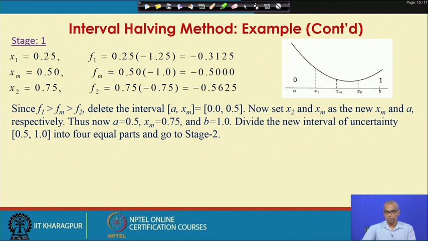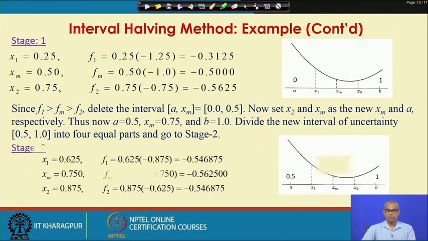which is 0 to 0.5. Now, we will set x2 and xm as the new xm and a. So, a equal to 0.5, xm equal to 0.75 and b equal to 1. Now, we divide this new interval of uncertainty, which is 0.5 to 1, again into 4 equal parts. So, this we do in stage 2. So, in stage 2, the interval becomes 0.5 to 1. It was 0 to 1 in the previous stage, now it is 0.5 to 1. Note that 50% has been removed.